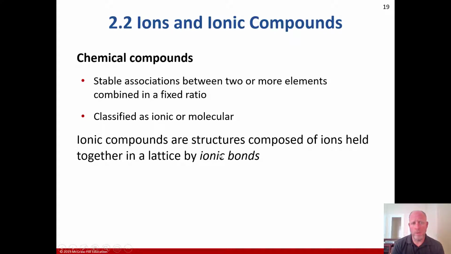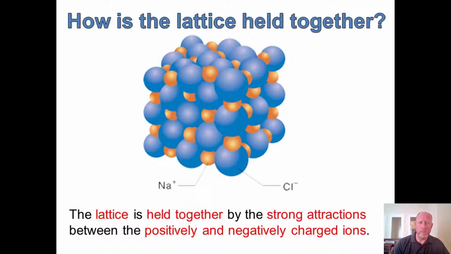Chemical compounds, in terms of ions and ionic compounds. There are stable associations between two or more elements combined in a fixed ratio, and they're classified as either ionic or molecular. Those ionic compounds are structures composed of ions, which, if you remember, is a charged atom. It's held together in a lattice by ionic bonds. And here we have an example of such a lattice for sodium chloride. The lattice is held together by the strong attractions between the positively charged sodium and negatively charged chloride.